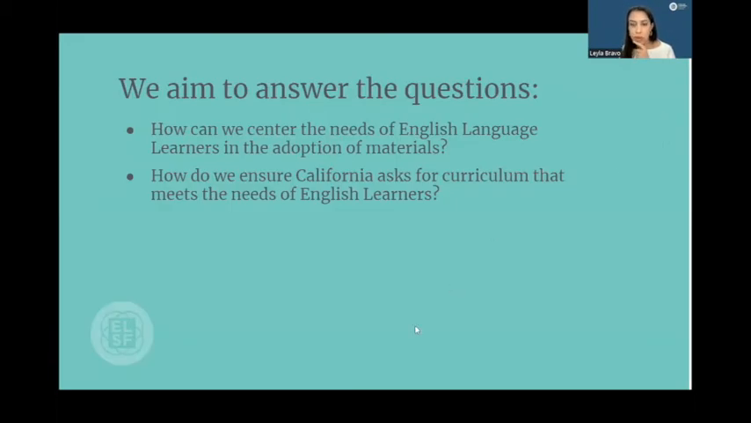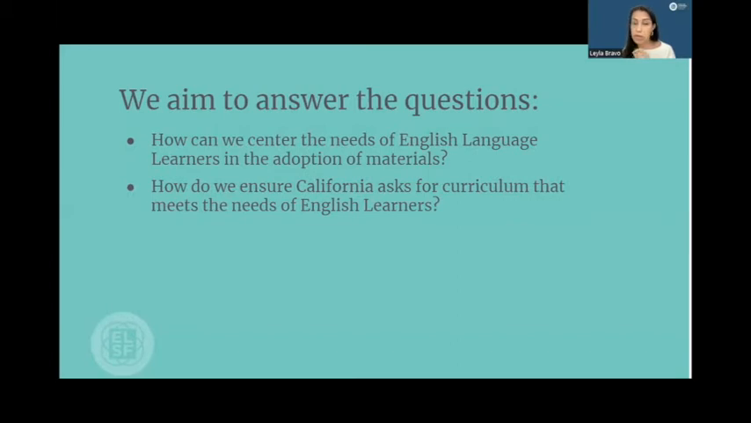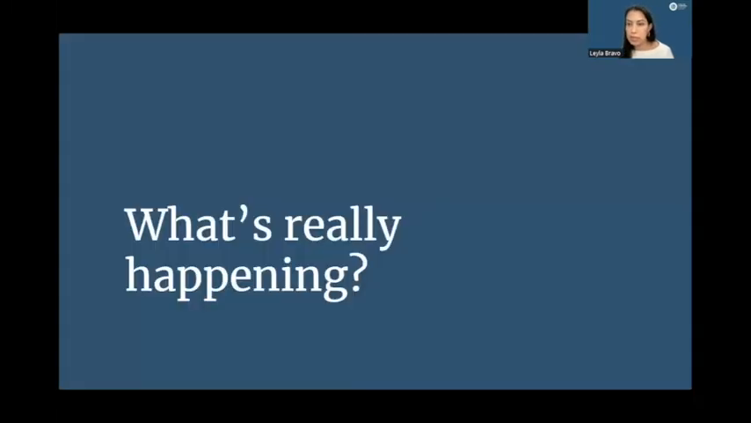So we want to focus in on two questions. One, how can we center the needs of English language learners in the adoption of materials? And two, how do we ensure that California asks for curriculum that meets the needs of English learners? So I want to start by framing a little bit about what's happening in California, what the gaps and the opportunities are.